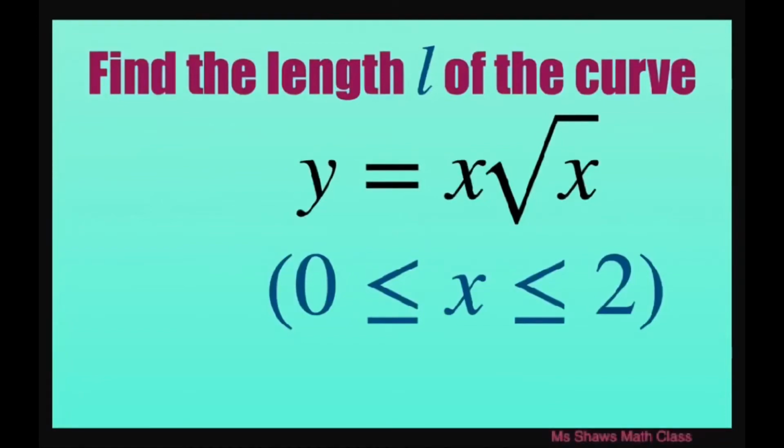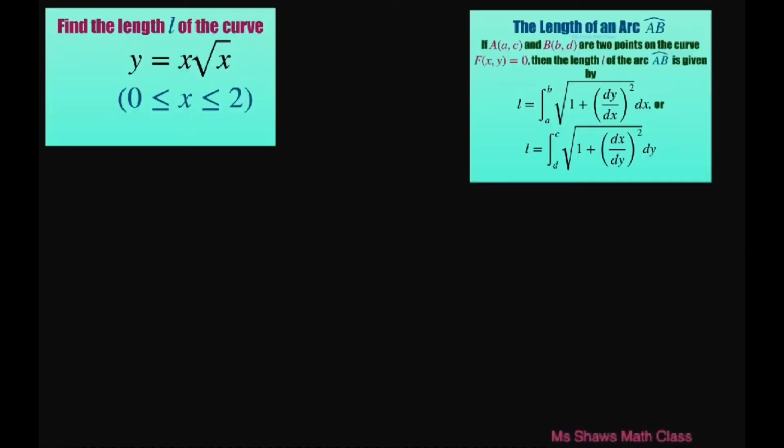Hi everyone. We're going to find the length of the curve y equals x times square root of x over the interval 0 to 2. Alright, we're going to use this formula here. It's written in terms of y, so we're going to differentiate our y with respect to x.